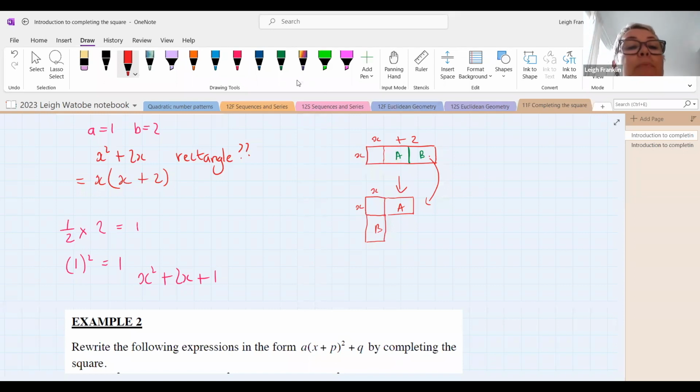But the bit that now represents A is now 1 unit long. Remember, I had 2 originally, and I halved it. So now I've got 1 and I've got 1. In order to complete the square, I need to take that 1 and square it and then add it on. And now I have a perfect square. This bit over here is the 1 by 1.